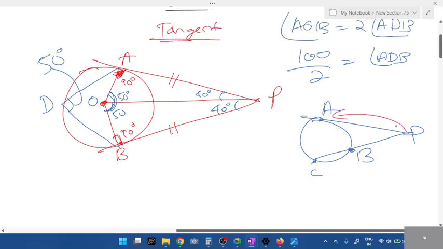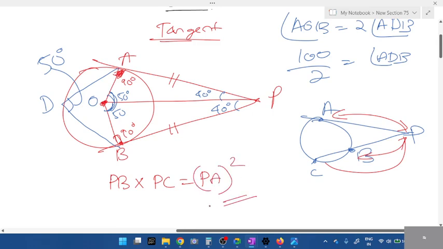What is tangent? For tangent, first start with secant. To tangent or secant, both are fine. If you start with secant, you'll understand. Secant is PB into PC. But for tangent, it doesn't have two parts. It has only one. So you write PA and just square it. This is the formula.